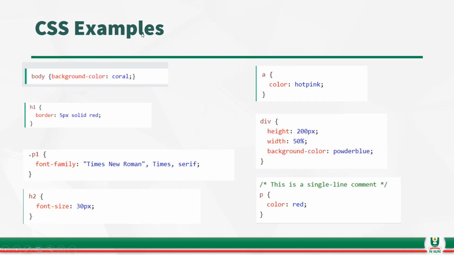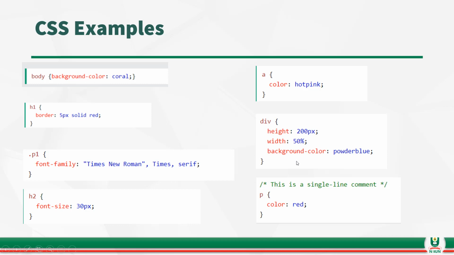So here are some examples of CSS declarations. For instance, you have a body and you're setting the background for the body to be coral. You have an H1, which you are defining a border around the heading 1. You have a class called P1, and you are giving it a font family. That's the type of font that should display for that paragraph. And so you can define different tags and give them different behaviors or appearances based on the CSS you define. So it will be very interesting and very nice to look at the different CSS elements that you can apply to your web page to make them appear very nice.